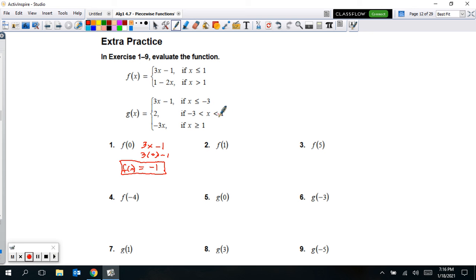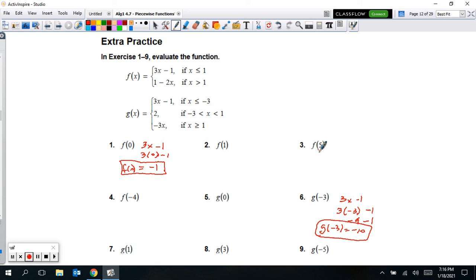It's not going to be between negative 3 and 1. It's not going to be greater than 1. It's going to be less than or equal to negative 3. So definitely we're going to use 3x minus 1 for this one. That's actually the same function as the one up there. So we're going to plug in 3 times negative 3 for x, minus 1. It's going to give us negative 9 minus 1, and so this is going to give us negative 10. So g of negative 3 is equal to negative 10. There's our answer for that one.